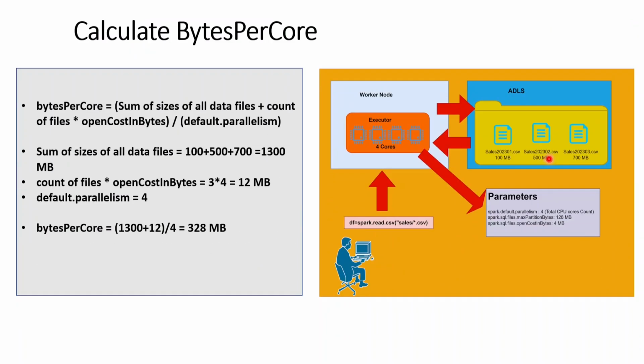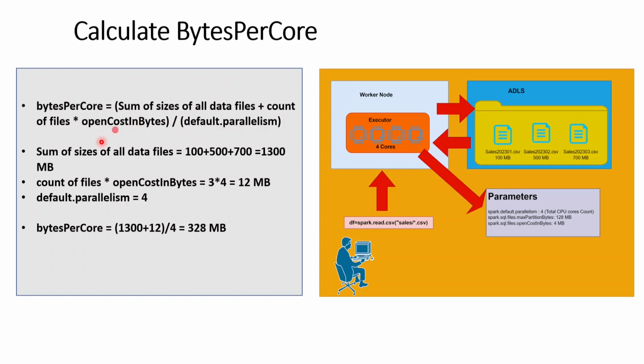So for this use case, first of all, we need to calculate. The Spark engine will start calculating bytes per core, which is nothing but the sum of all the files distributed across the number of cores. It's an approximate calculation. The formula is: sum of sizes of all data files plus count of files multiplied by open cost in bytes, divided by default parallelism.